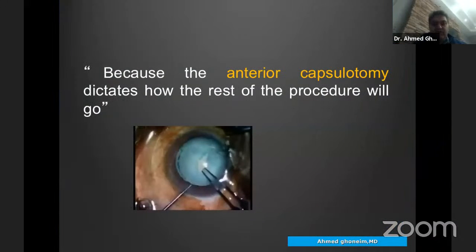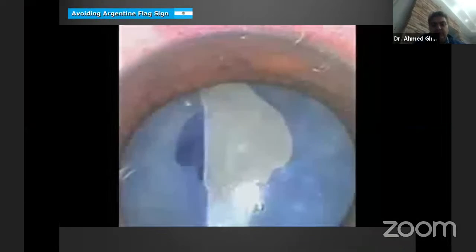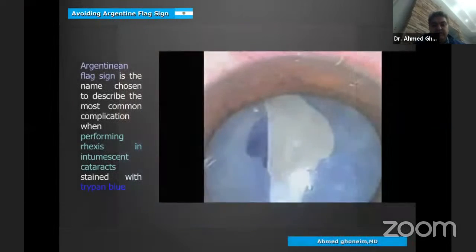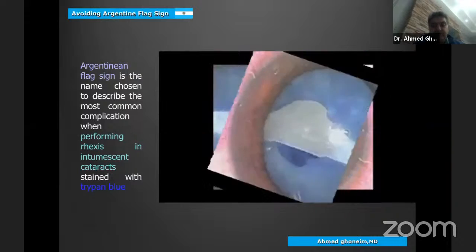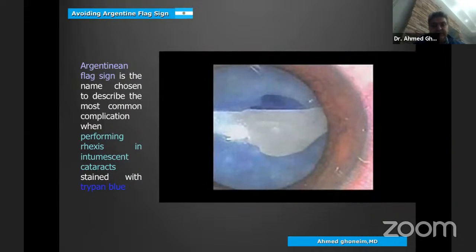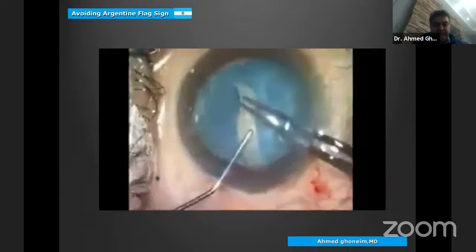First of all, we have to think that anterior capsulotomy dictates how the rest of the procedure will go. I think this is one of the most important steps to continue your case for a white cataract. Like in this case, we are afraid of what we call the Argentine flag sign. So if I continue my rhexis in the white cataract, the most difficult part of the procedure is over.